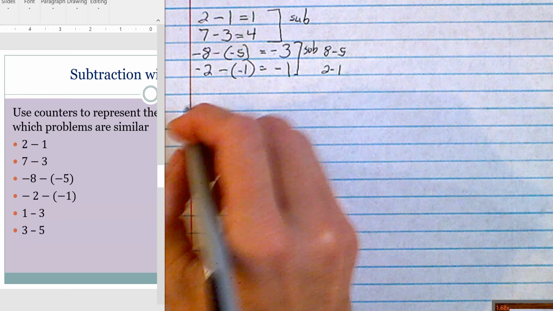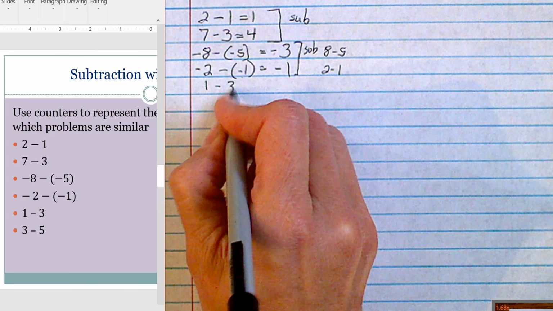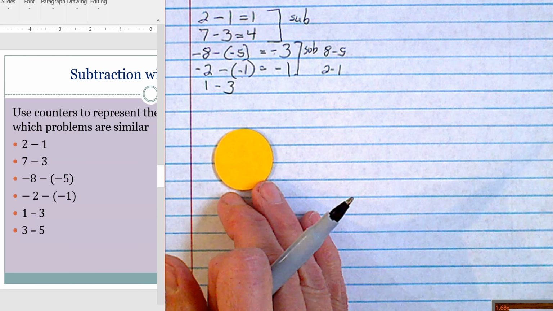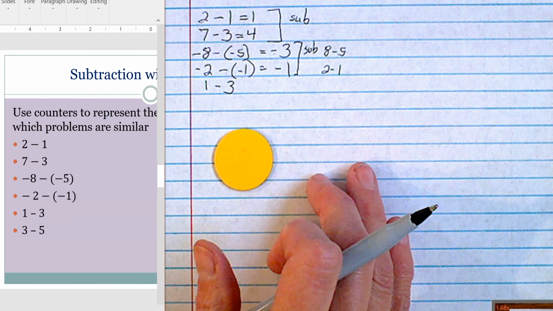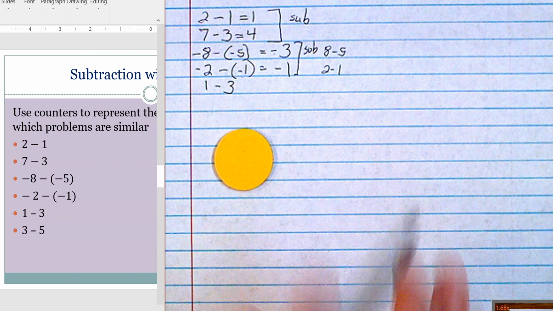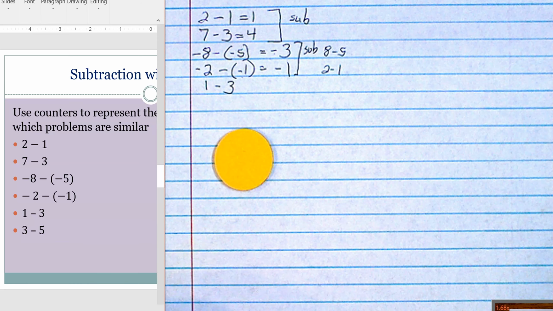Let's take a look at the next problem, 1 minus 3. I'm starting with 1 positive, and I am to take away 3 positives. But I don't have 3 positives. So I need to magically create 3 positives. And it's not so much magic. What we're going to do is place 0 values in.